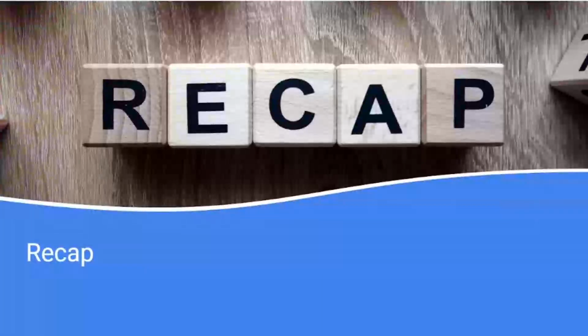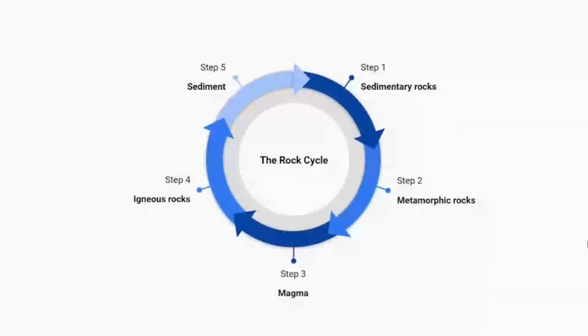So children, before we end today's class, let's recapitulate what we have learned today. We have learned about the rock cycle. The first stage of the rock cycle is the formation of the sedimentary rocks. Now these sedimentary rocks, because of pressure and heat, get converted into metamorphic rocks. And these metamorphic rocks, when they melt, change into magma.